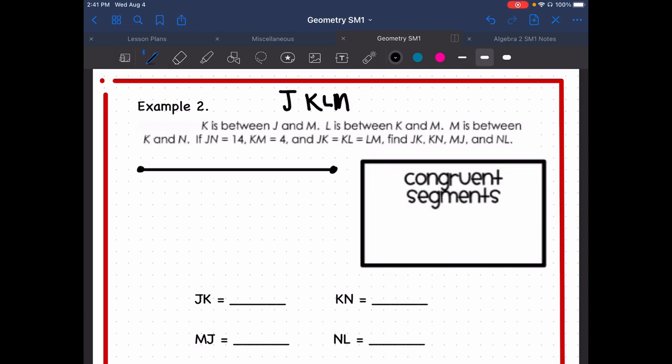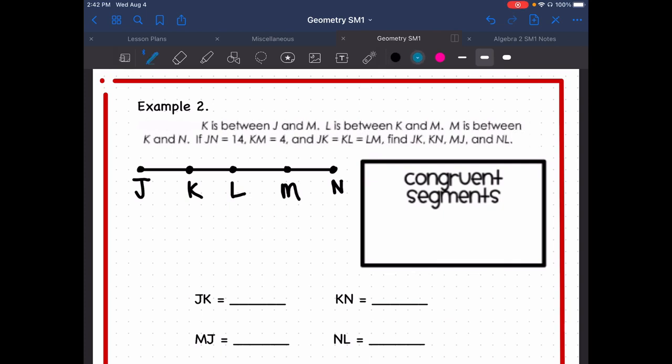And M is between K and N. So it's got to be right like that. So I'm going to have J here, and this has got to be N. Somewhere here is K, somewhere here is L, and somewhere here is M. That looks a little better. All right, let me go ahead and erase this. There we go. And let's start putting in the numbers.